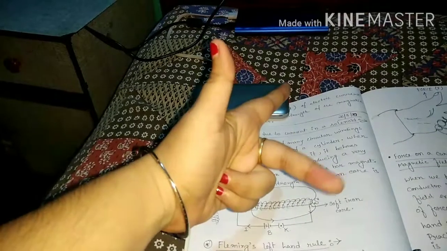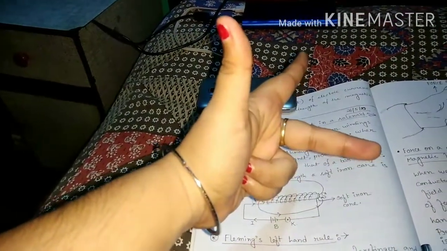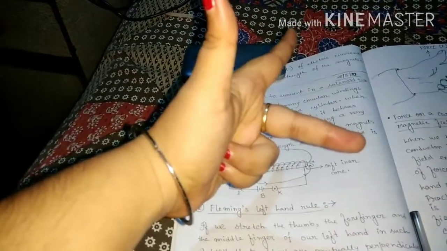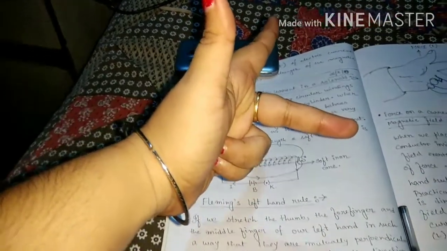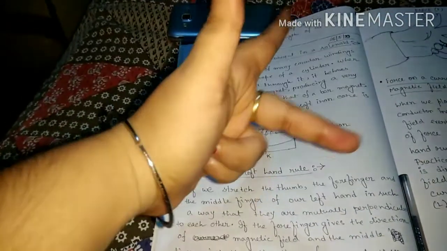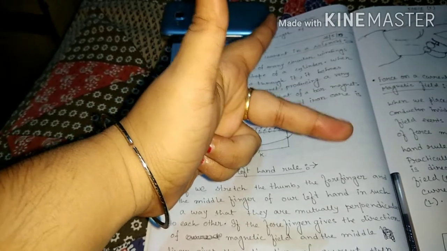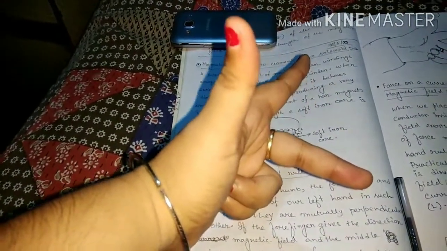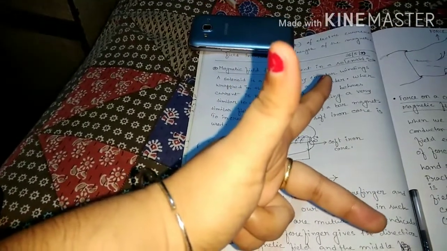Thumb, forefinger and middle finger, in such a way that they are mutually perpendicular to each other. Now, if the forefinger gives the direction of magnetic field and the middle finger gives the direction of current, then the thumb will give the direction of force. In this way you write. If the question is there, state Fleming's left hand rule, please don't write like this.